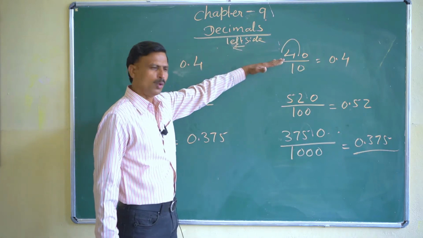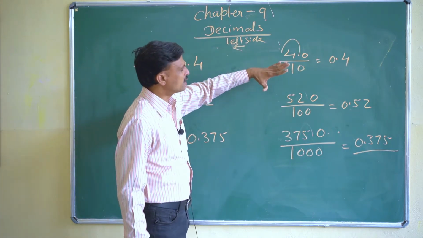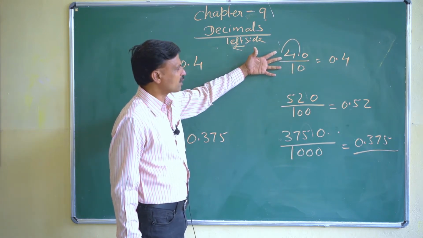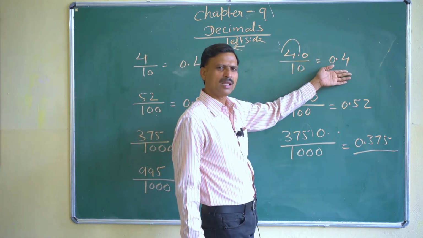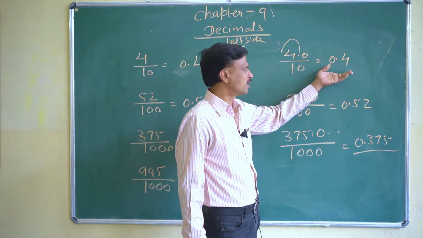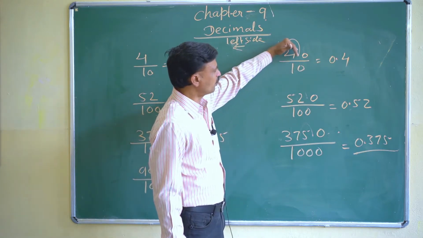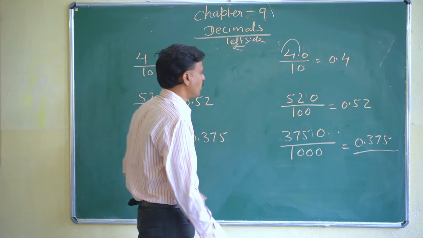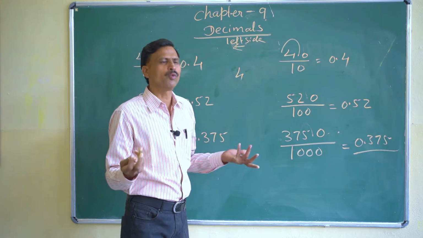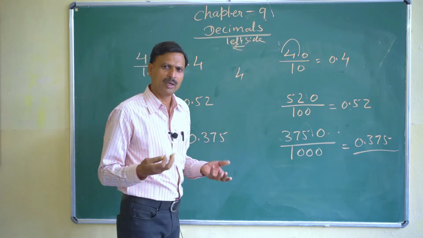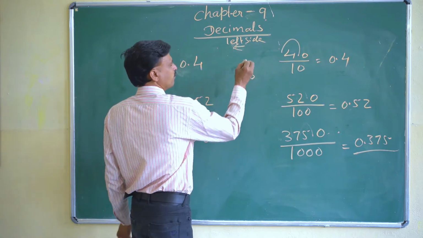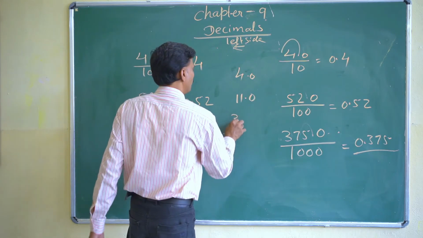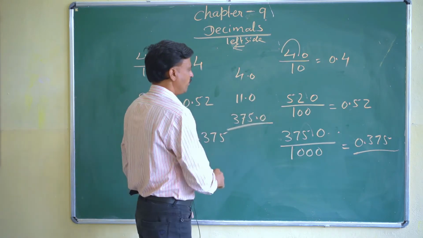So I want to tell you that when any number is divided or multiplied by 10, there is no need to actually divide it directly. We can write it in decimal form, or directly write its answer, because you only have to shift the decimal. Every number can be written in decimal form, like 4 can be written 4.0, 11 can be written 11.0, and 375 can be written 375.0.